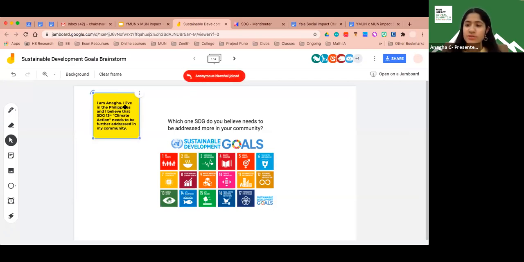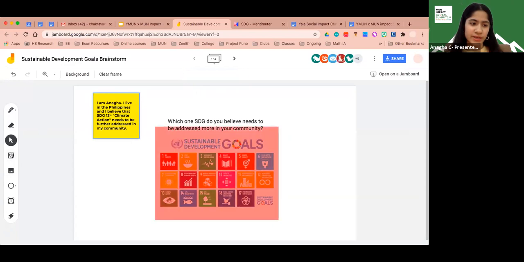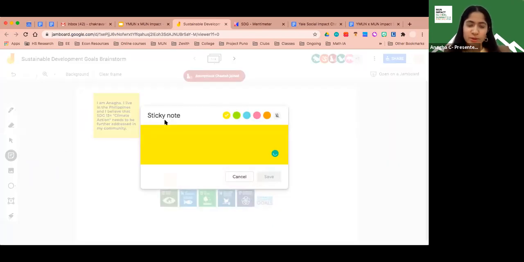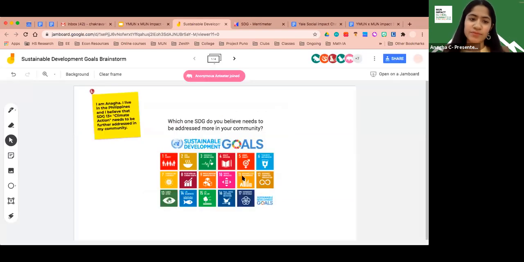I said, I'm Anagha, so I introduced myself, where I'm living currently. And I said that I believe that SDG 13, which is climate action, needs to be further addressed in my community. So I want everyone to try and contribute to this. All you have to do is on this left side here, click on the post-it note, like so, and then you can just type up. Don't think too much about it. Just think about in your immediate community which SDG you think needs to be further addressed. So we'll give everyone a few minutes to do so.